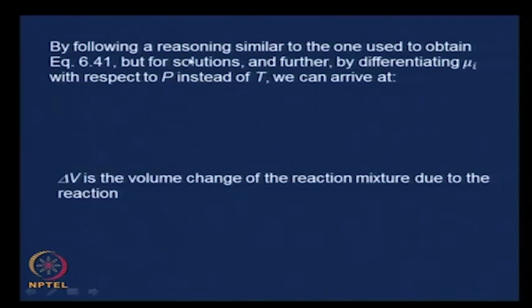By following a reasoning that is similar to the one used to obtain 641 but for solutions. In other words, we had obtained 641 for the gas phase reactions. Here we are going to follow the same reasoning but for solutions, and further by differentiating μ_i with respect to P instead of T, and this is what I would like you to do. The hint here is that you will get it in terms of delta V and so on. Since you are already used to it, I will give you maybe about 10 minutes.